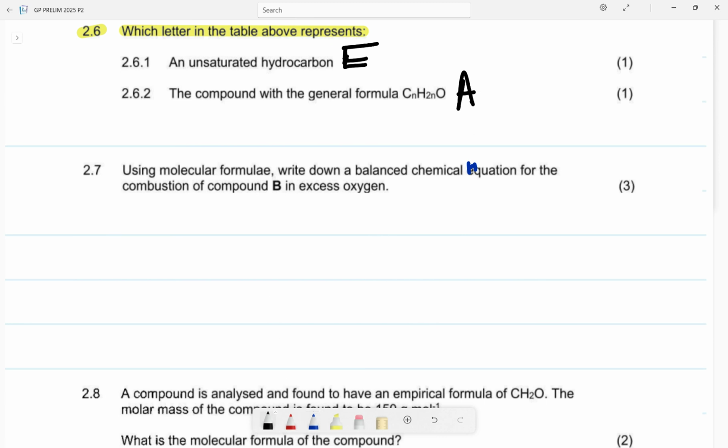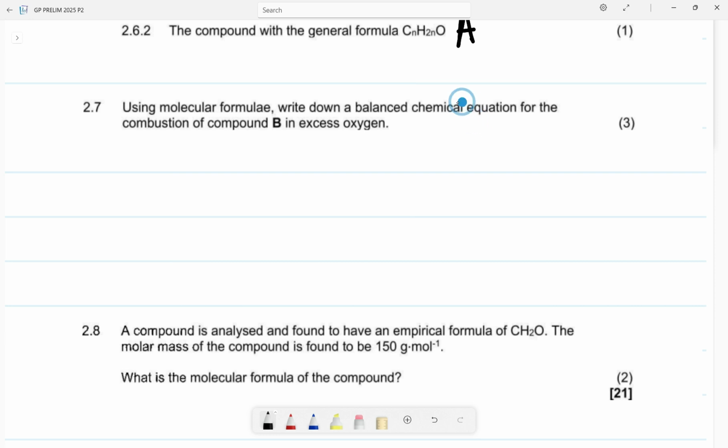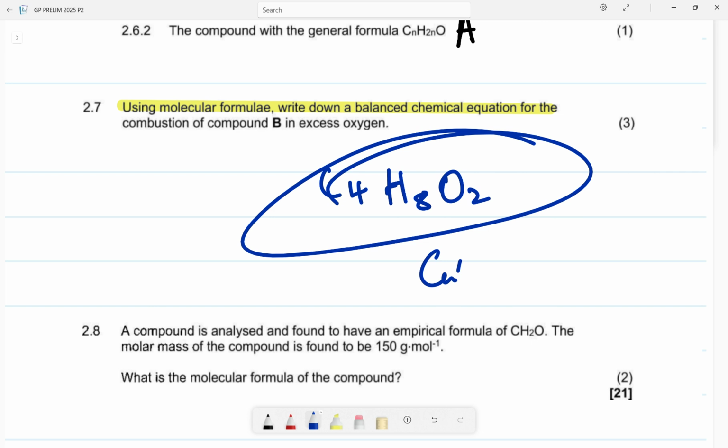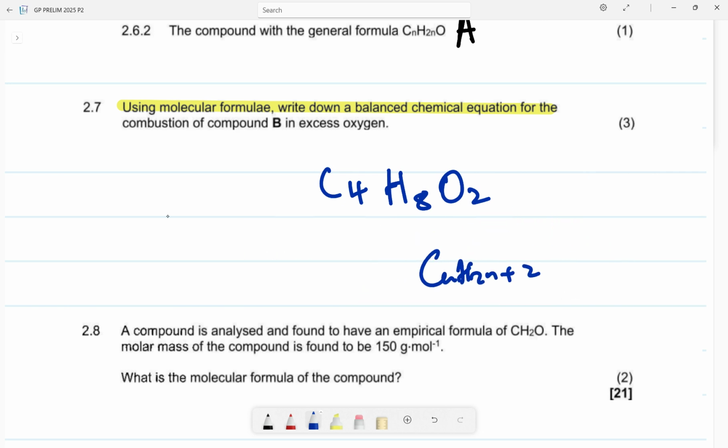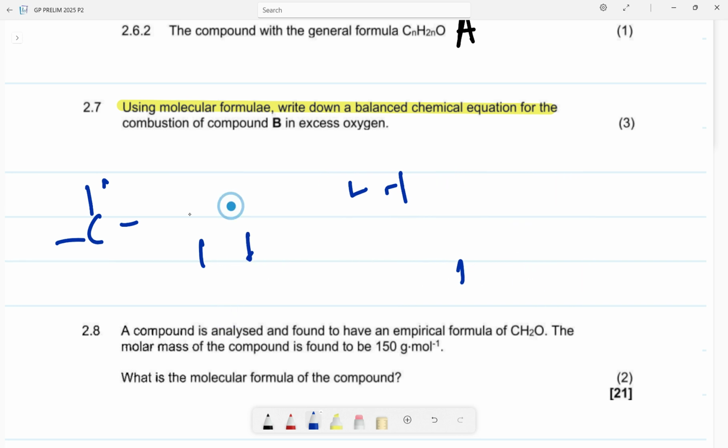Cool, guys. We are cruising nicely. Using molecular formula, remember guys, molecular formula is the one that says there are 2 carbons, 4 hydrogens. This one, there are 4 carbons, 8 hydrogens. This is molecular. This is general. This is structural. This is condensed. Guys, you need to know this off by heart.